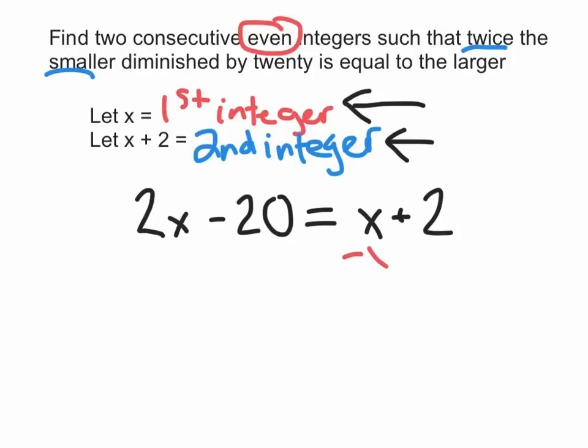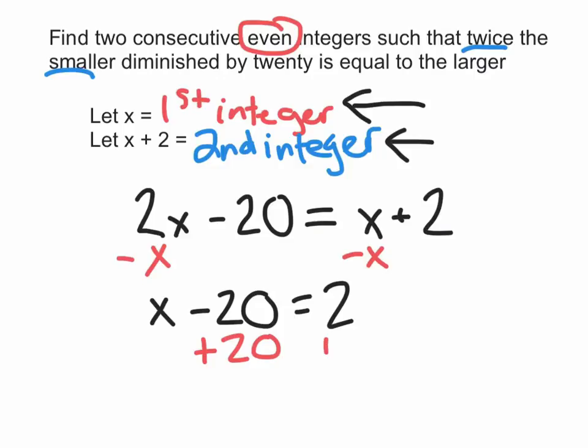Now we're all set to solve the equation just like we normally would. So I'm going to subtract x on this side, subtract x on that side. We have x minus 20 equals 2. We've got to get x all alone. So I'm adding 20 on this side, adding 20 on that side. X equals 22. Now I have to go back to my original question.